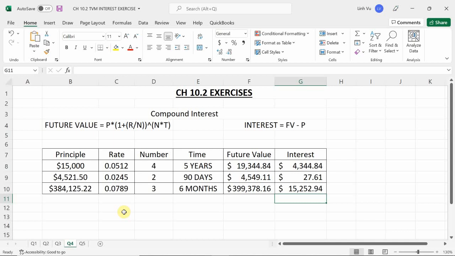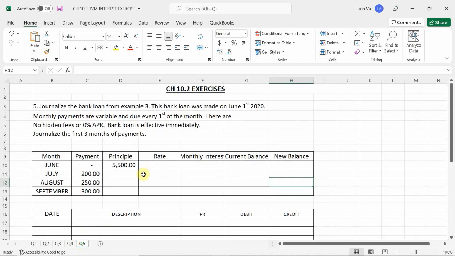Okay. All right. Last one here. Let's do another example of a loan. Here, we're going to journalize the bank loan from example number 3. This bank loan was made on June 1st of 2020, and the monthly payments are variable.